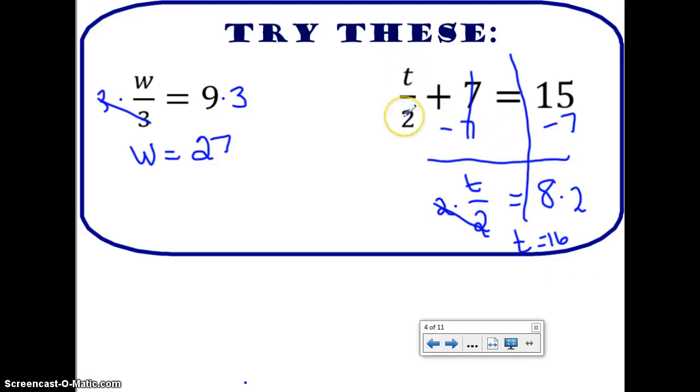If I plug it in, 16 divided by 2 is 8, and 8 plus 7 is 15. So I did it right. Hopefully you got both of those answers and you feel pretty good about that. So let's check the next type.